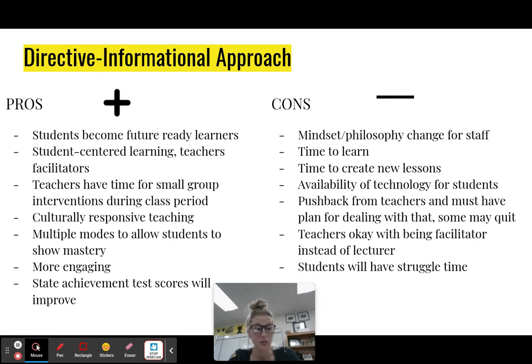That's major. It's going to take some hard work, and you're going to have some people not going with you. It takes time to learn. It takes time to create new lessons. Is the technology available for students and staff? Do we have money to do all that? There will be pushback, like I mentioned earlier. Some may quit. Are teachers going to be okay with being a facilitator instead of a lecturer?